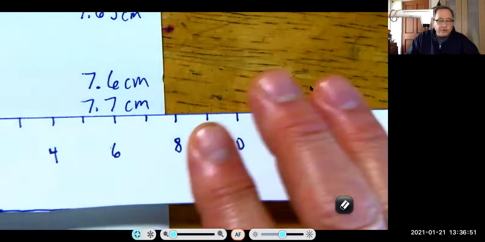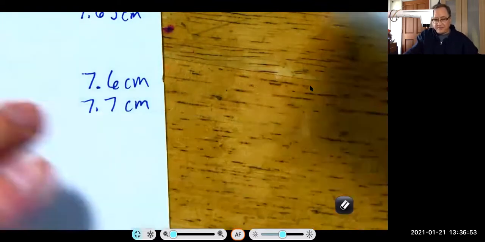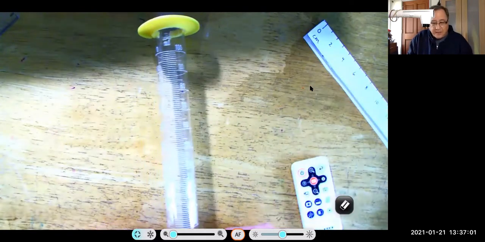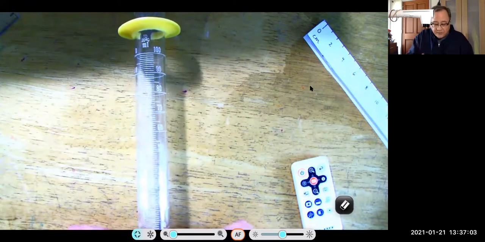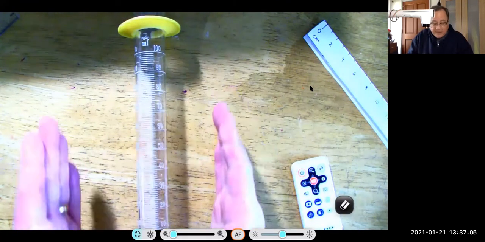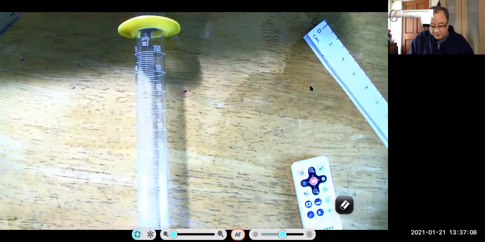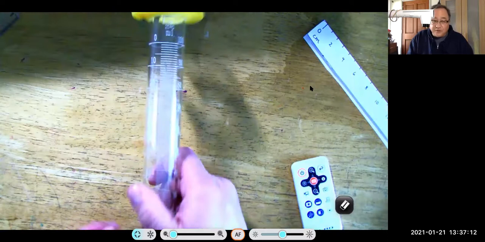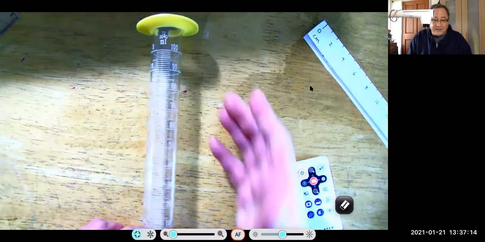Now, what if you're using another analog device? So this is another analog device. This is a graduated cylinder. Now, I'm going to warn you, I have my graduated cylinder laying down on my desktop. These are not meant to be used this way. They're meant to be used standing up. But it's much easier for me to show you what's going on with a graduated cylinder if I lay it down.